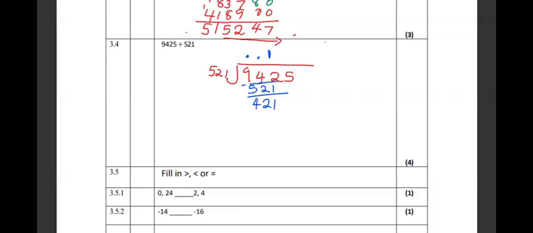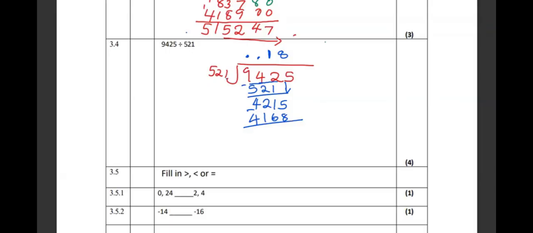Okay. Then after getting that, we need to pull down the 5 so that we have 4,215. Okay. Then in that case, what are we going to do? We just need to see how many 521s do we have in this. So it's going to be something like 8 of them. Then what's 8 times 521? I'm getting 4168. And then we subtract that.